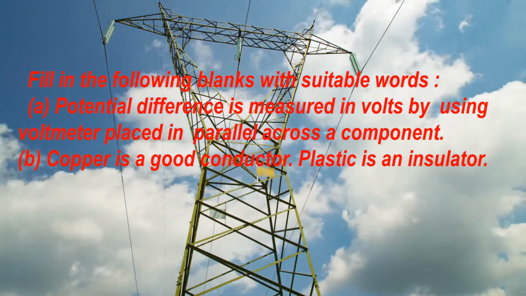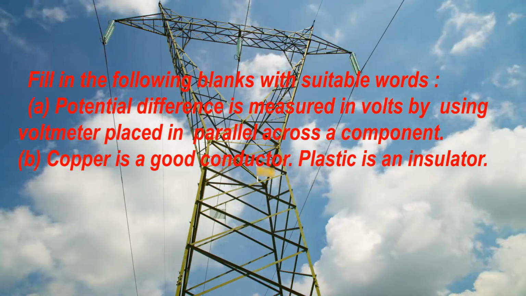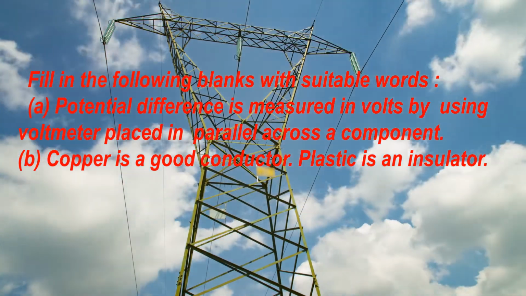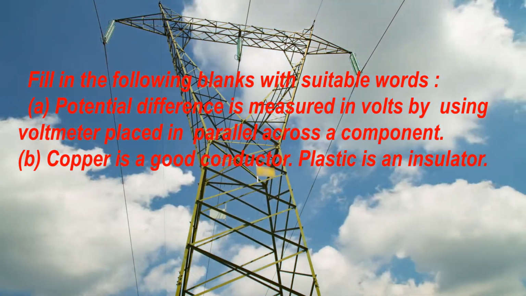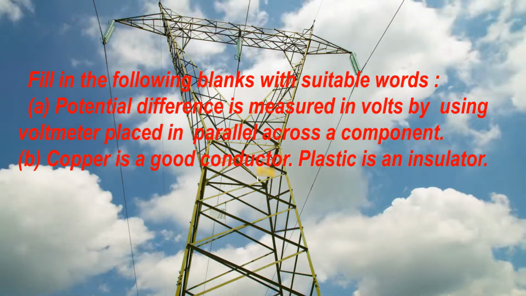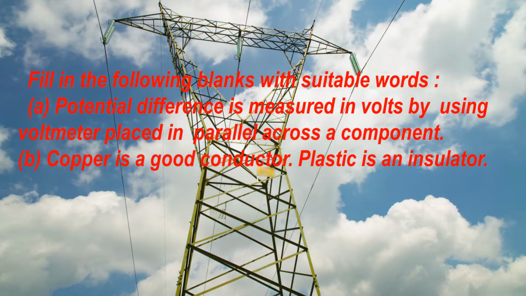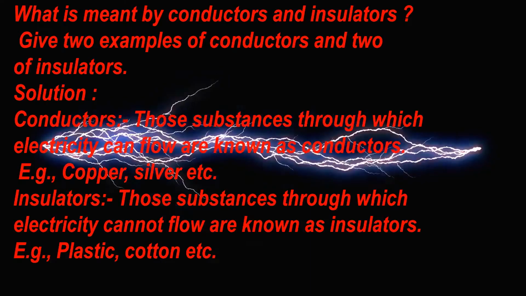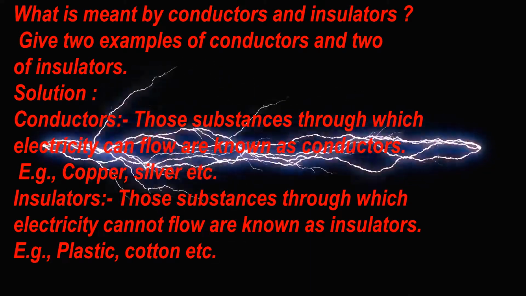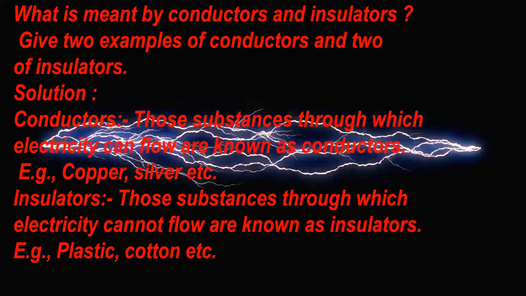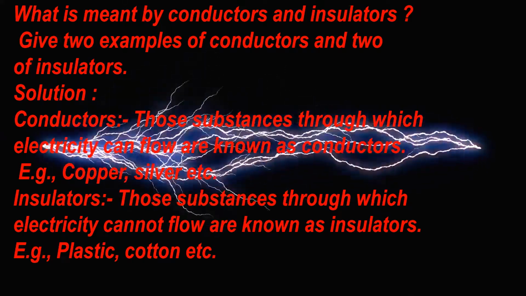Fill in the following blanks with suitable words. A. Potential difference is measured in volts by using a voltmeter placed in parallel across a component. B. Copper is a good conductor. Plastic is an insulator. What is meant by conductors and insulators? Give 2 examples of conductors and 2 of insulators.